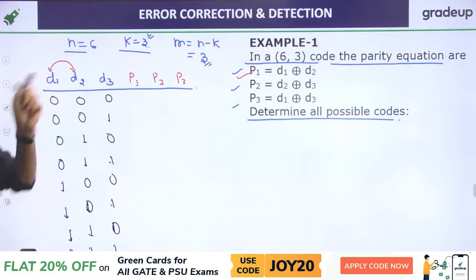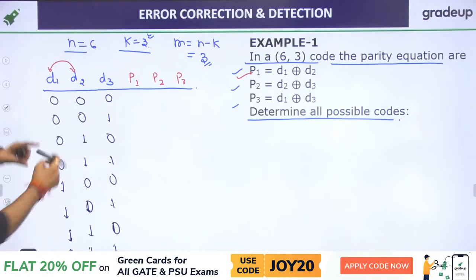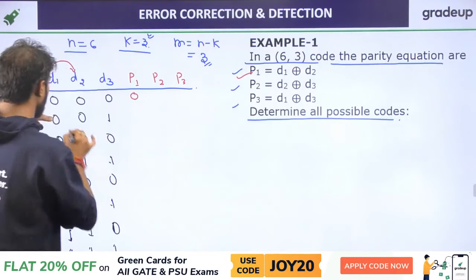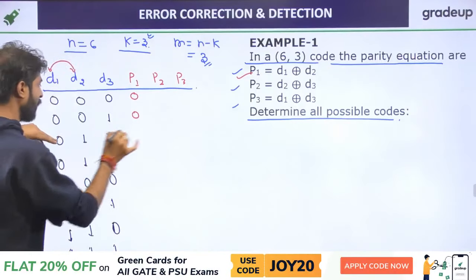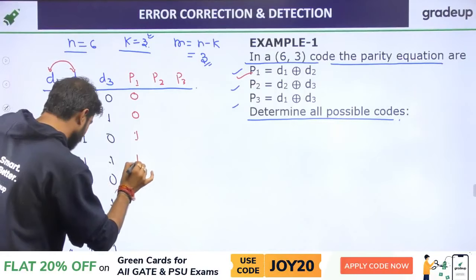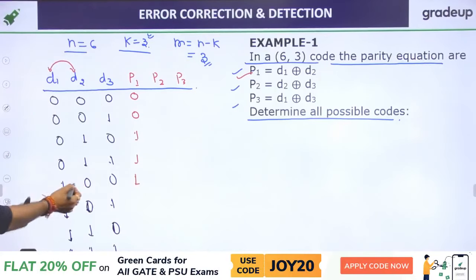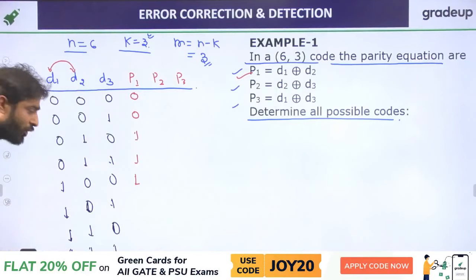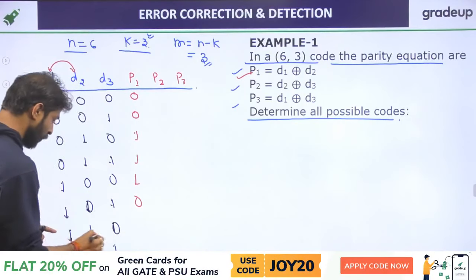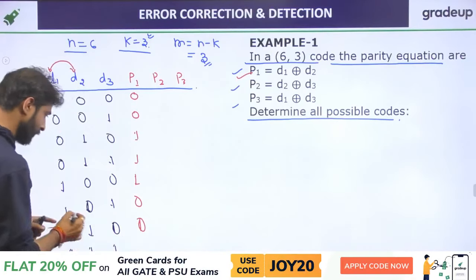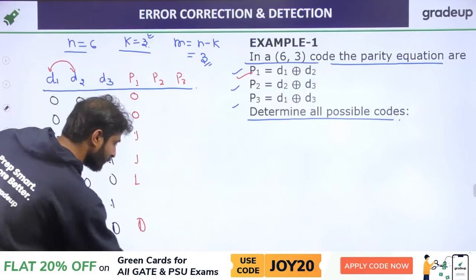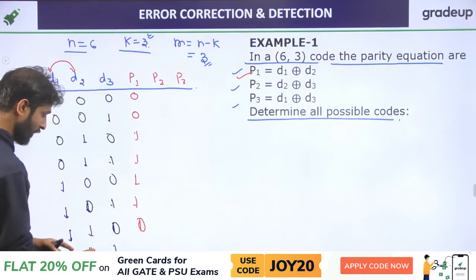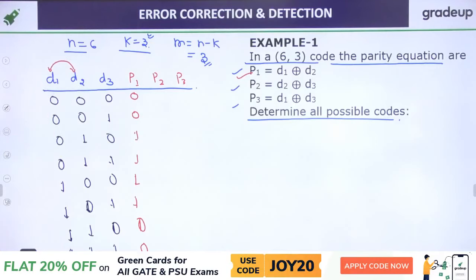If you perform the XORing between D1 and D2, what will the answer be? 0 XOR 0, 0. 0 XOR 1, 1. 1 XOR 0, 1. If they are different, the answer will be 1. If the same, the answer will be 0. So 1, 0, 0. 1, 1, 1, 0, and 1. 1, 1, 0. I'm writing like this, right? So if there is a difference, write 1, and if the same, write 0.